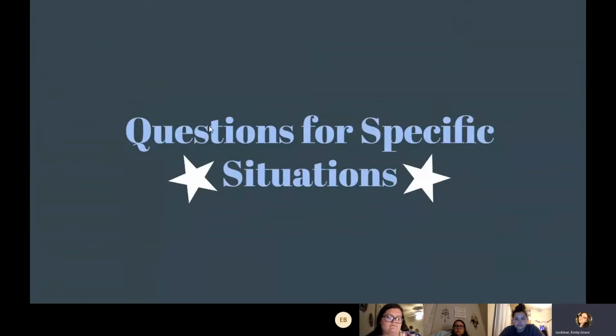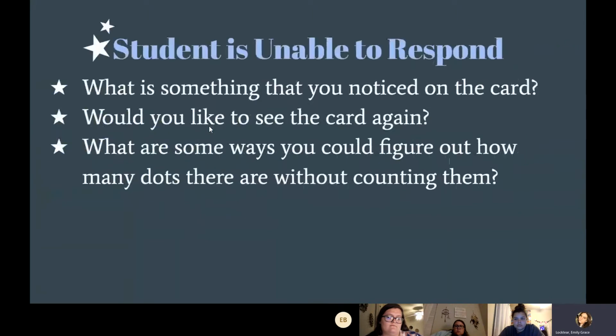Questions for specific situations. If the student is unable to respond, I would ask, what is something that you noticed on the card? Would you like to see the card again? What are some ways you could figure out how many dots there are without counting them?